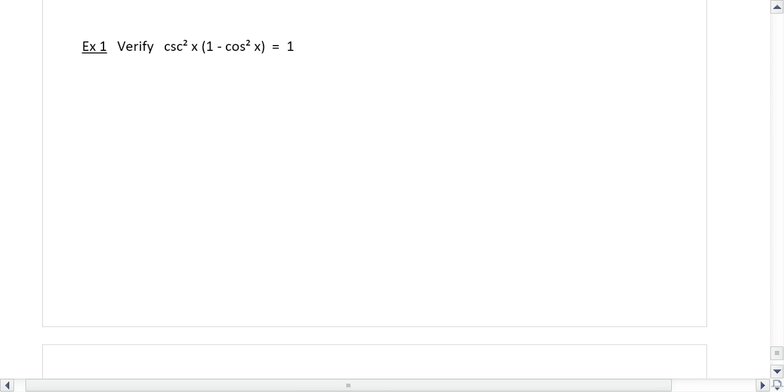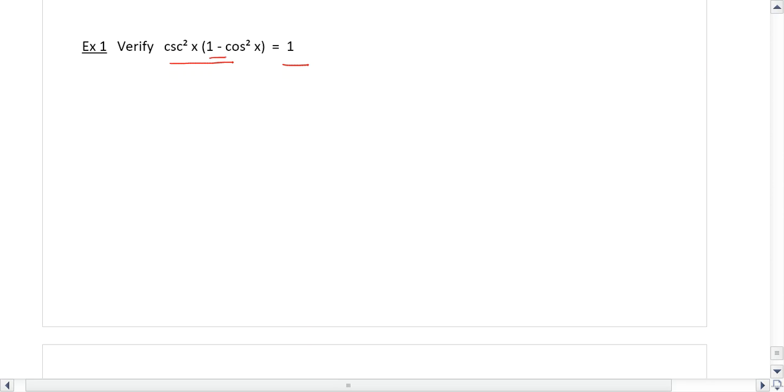All right, all we have left now is to do 3 examples using what we've learned. Again, when you verify, you're going to have both sides. You're going to be given what you're starting with, and this is what you need to end with. And that's why I said start with the more complicated side, do some simplification, and try to end up with the easier side. So looking at what we have: cosecant squared and 1 minus cosine squared.